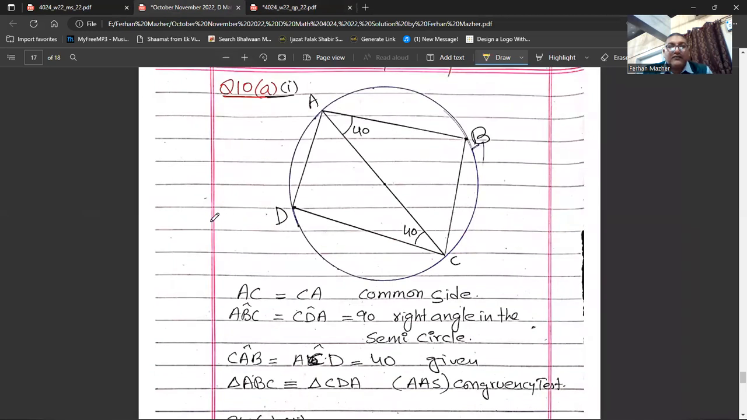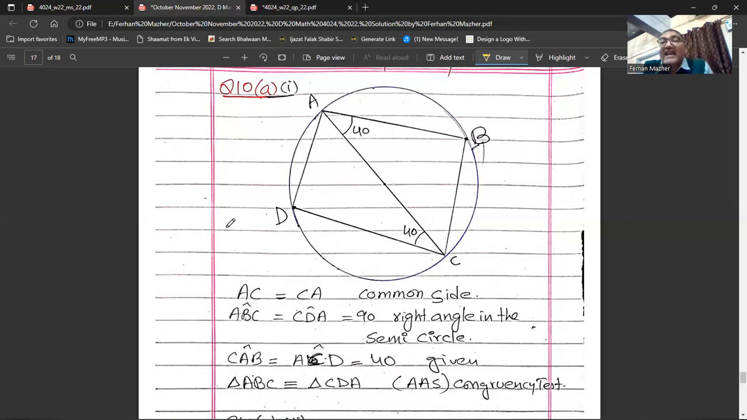It becomes too big. Okay. AC will be equal to CA because this is the common side. ABC angle is equal to the CDA angle, and they both are equal to 90 degree. The reason is the right angle in the semicircle because AC is the diameter. When you take it to the circumference, the angle formed on the circumference is 90 degree. Then he says the CAB is equal to the ACD. They both are equal to 40, and that is given in the question. So it means that the triangle ABC and the triangle CDA, they both are congruent to each other.